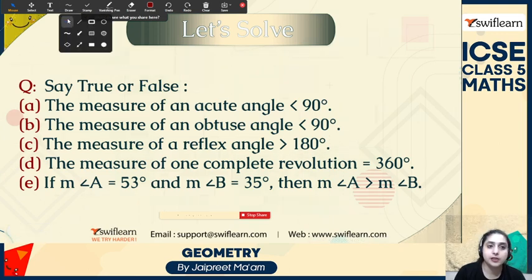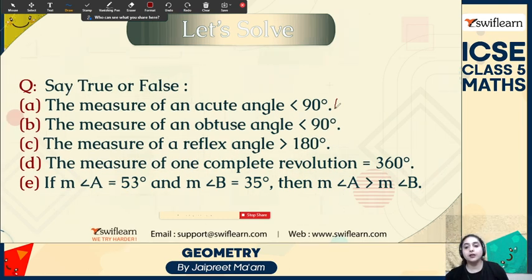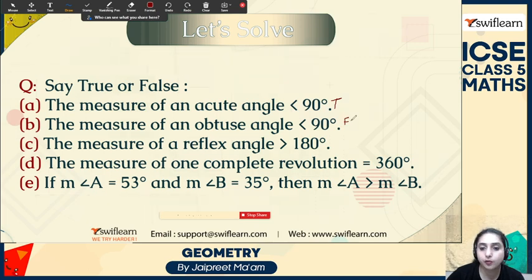let's solve and let's do the true false. The measure of an acute angle is less than 90. True. Okay, the obtuse, obviously it will be false. The measure of a reflex angle is greater than 180. True. The measure of one complete angle is equal to 360. Again true.